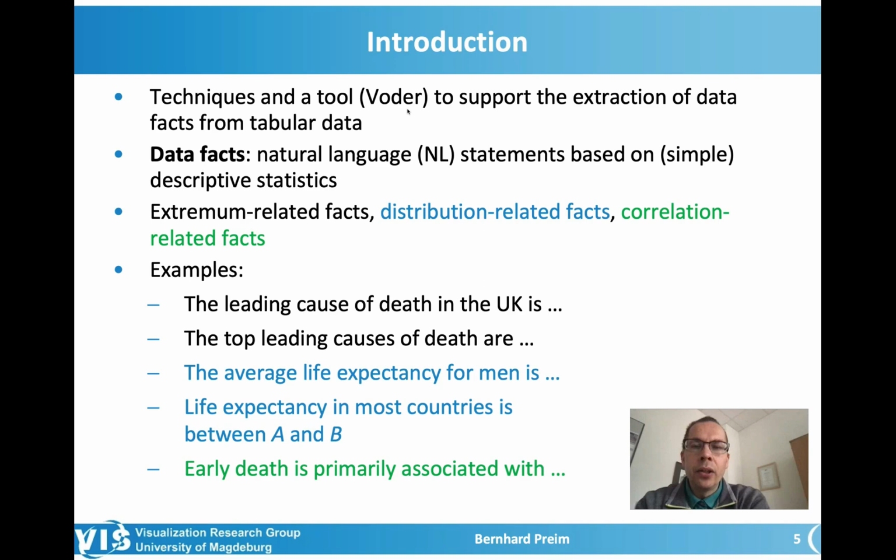And to already say a few words on the categorization. There are mainly three types of data facts. I used three different colors here in order to convey this: extremum related facts, distribution related facts, and correlation related facts. And here you see a couple of examples for each of the three categories. So correlation related facts are often commented with the word associated. Something is associated with something else.